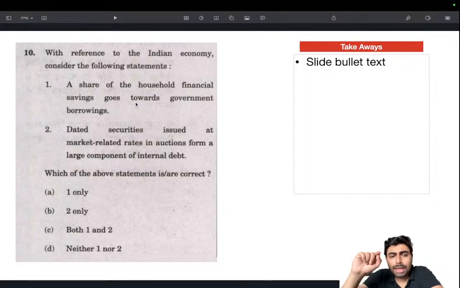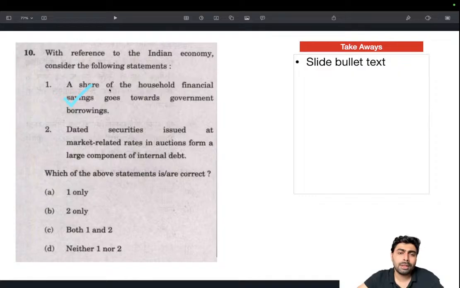In those financial savings accounts, the money goes directly to the government, unlike in a bank, where the bank can utilize it. It's a sort of debt financing by the government. In a way, the government is borrowing money from the people and paying them in return through small saving schemes. That's how we can say that a share of household financial savings goes to government borrowings, because the government has to pay that money back when the deposit matures. So obviously it's a part of government borrowing.